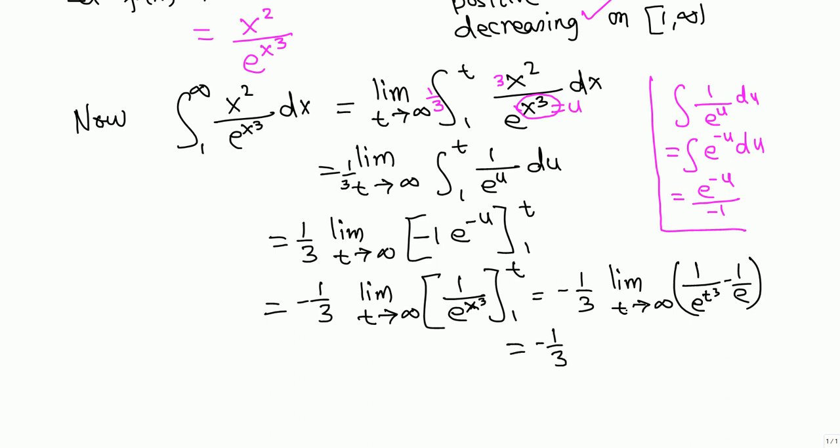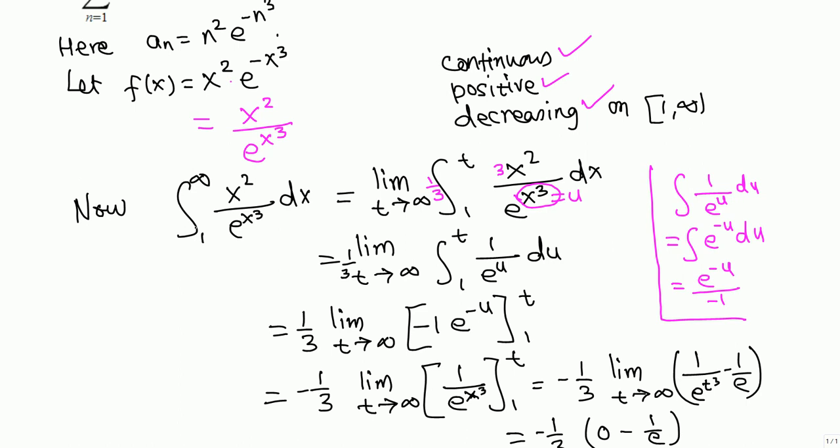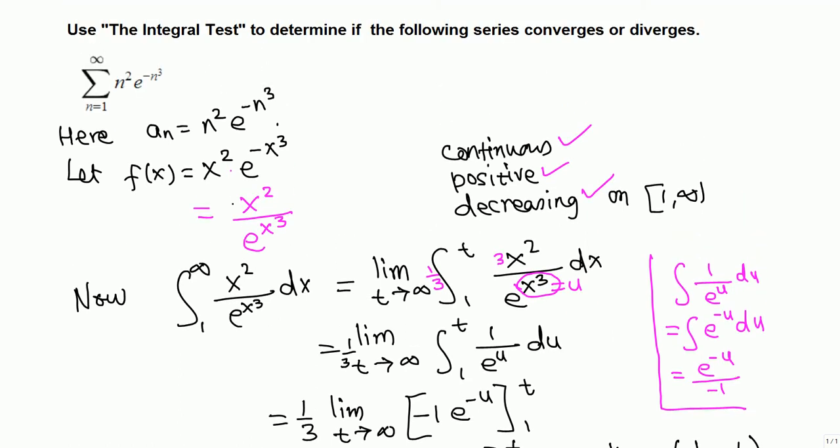Negative 1/3, when t goes to infinity, t cubed goes to infinity, e raised to infinity is infinity, e to the very big number is very big, and 1 over very big is 0, minus 1 over e, which does not have t, so just 1 over e. And 0 minus 1 over e is negative, and negative times negative is positive, so basically 1 over 3e, which is a decimal number, a finite number. All that matters is that it is a finite number. That means this improper integral converges, and in turn this series converges.